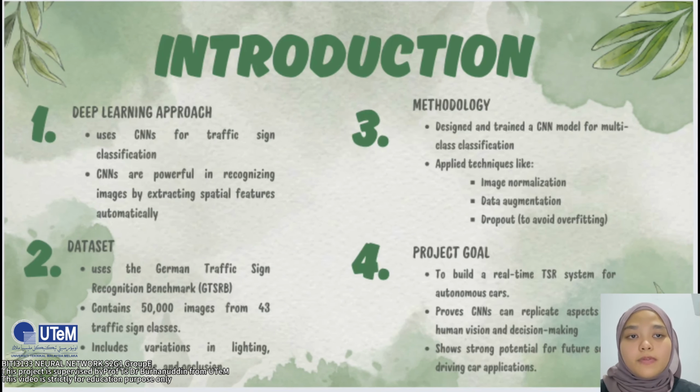As we all know, autonomous vehicles rely heavily on real-time traffic sign recognition to navigate safely and follow road regulations. So that's why in this project we explore how CNN can be used to solve this problem, because CNN is one of the most powerful tools for image recognition since it learns spatial features directly from pixel data. By training a CNN on the GTSRB dataset, we aim to create a reliable model capable of recognizing multiple traffic sign types in various real-world scenarios.